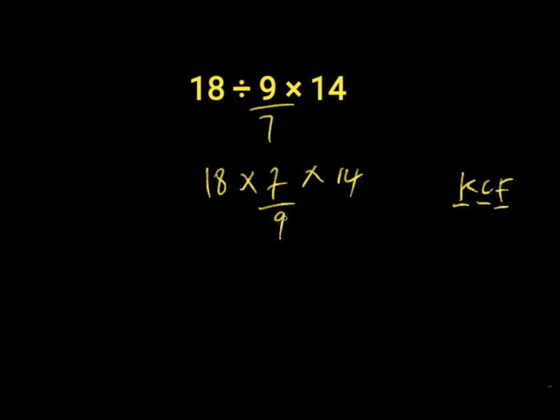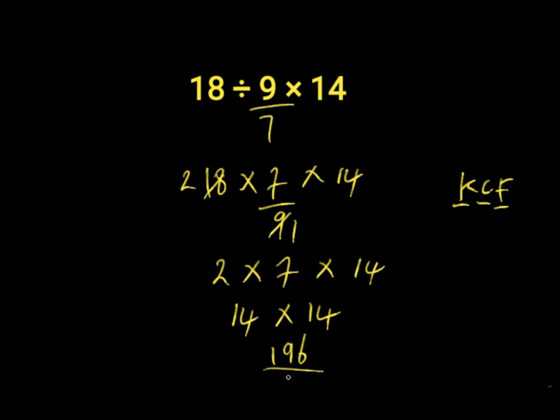Now we are going to simplify. 9 into here 1, 9 into 18 2. Then we are left with 2 times 7 times 14. 2 times 7 will give us 14. Then we have 14 times 14. 14 times 14 will give us 196. 196 is the right answer to this question.